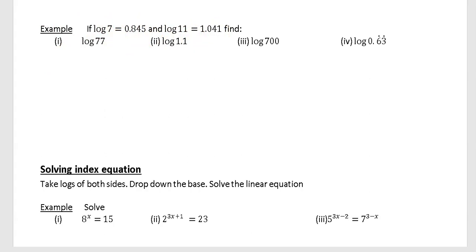So log of 77, that's the same as log of 7 times 11, which is the same as log of 7 plus log of 11. Now you're into putting in your decimals. So that was 0.845 plus 1.041, and add those two things, and you're going to get 1.886.